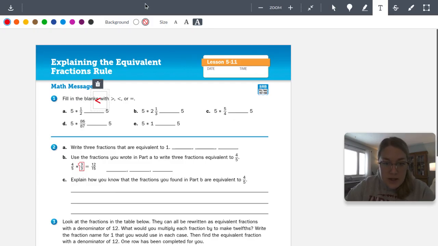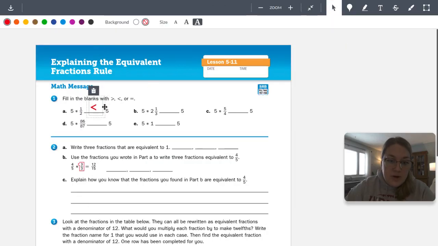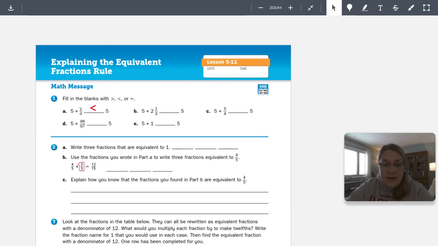Please don't select yellow or something hard to see. Okay, to move your answer, if you don't like the placement, make sure you click on the arrow and then you can select and drag where it needs to be, okay? All right, so we've got 5 times 1/2 is less than 5. Let's do one more of these together and then you will solve the rest on your own.